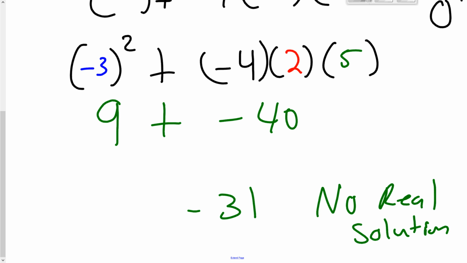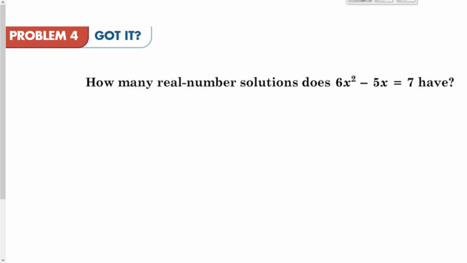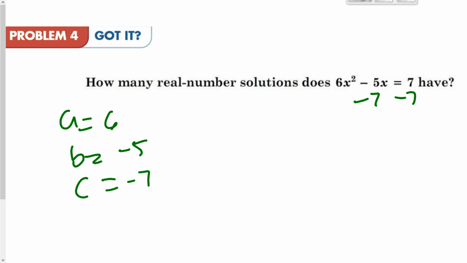So that's how you do those. Go ahead and try this one by yourself. Make sure it's set equal to 0. This one's not, so make sure it's set equal to 0. Go ahead and pause it and try it by yourself and come back. Subtract 7. So that means my a is 6, my b is -5, and my c is -7.